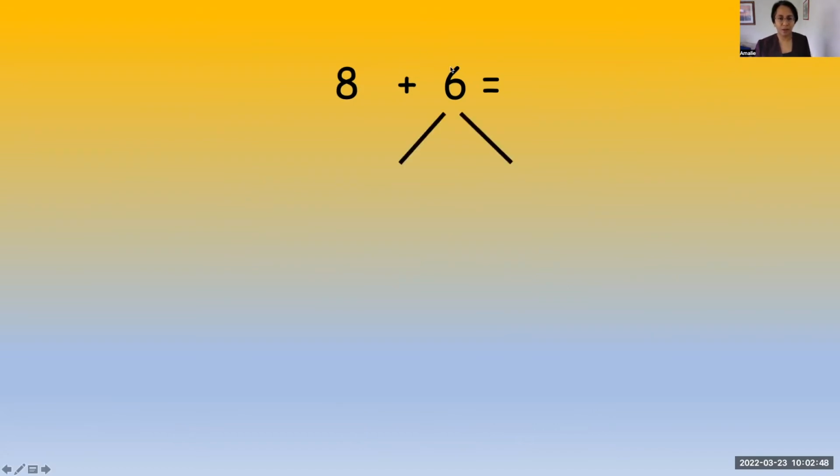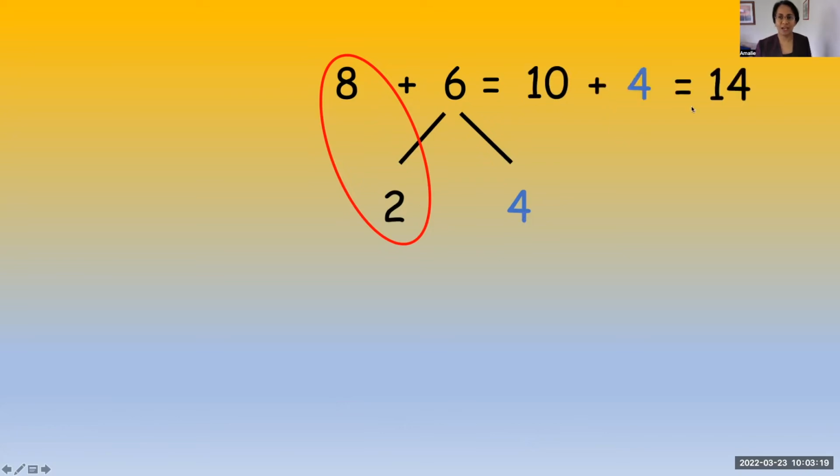So when we look at this calculation, we know we're going to split the 6. And we're going to look at what can we add to 8 that is going to take us to 10. And because your child hopefully knows the number bonds, they will say 2. So we take 2 from the 6, and then there are 4 left over. So 8 plus 2 equals 10. Then add the 4, and we get 14.